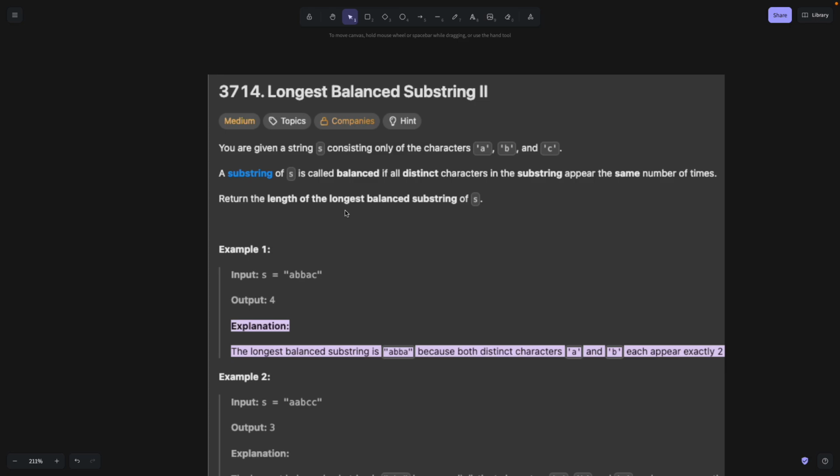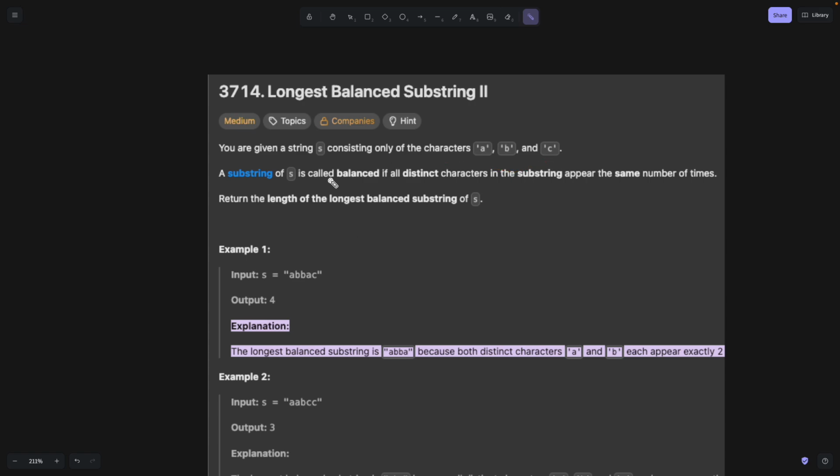Okay, today we will be solving LeetCode problem 3714. It is titled Longest Balanced Substring Part 2. The problem says that you are given a string S consisting only of characters A, B, and C.